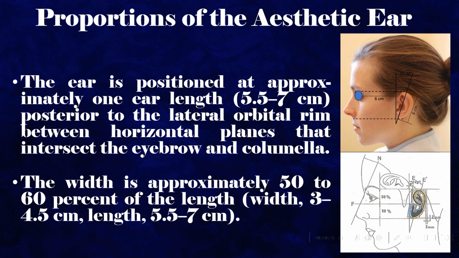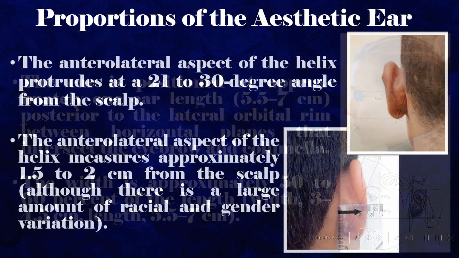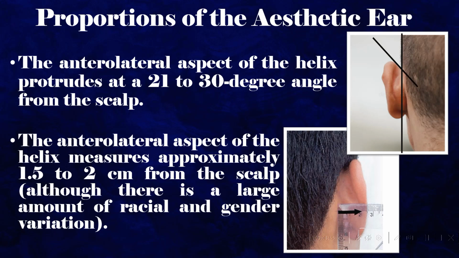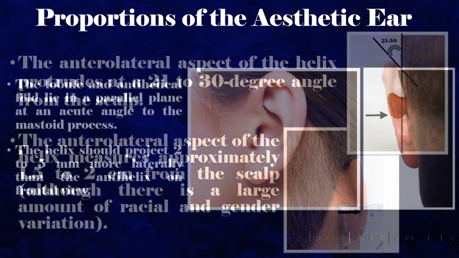The width is approximately 50 to 60% of the length: width, 3 to 4.5 cm; length, 5.5 to 7 cm. The anterolateral aspect of the helix protrudes at a 21 to 30 degree angle from the scalp. The anterolateral aspect of the helix measures approximately 1.5 to 2 cm from the scalp, although there is a large amount of racial and gender variation.